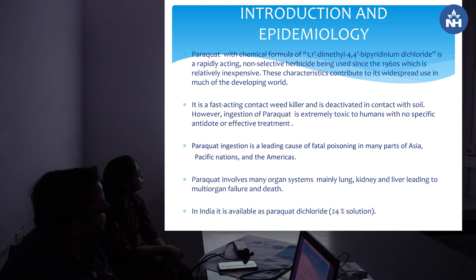However, ingestion of paraquat is extremely toxic to humans with no specific antidote or effective treatment. Paraquat involves many organ systems, mainly the lung, kidney, and liver, leading to multi-organ failure and death. In India, it is available as paraquat dichloride.